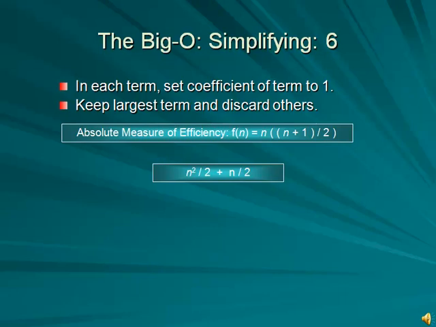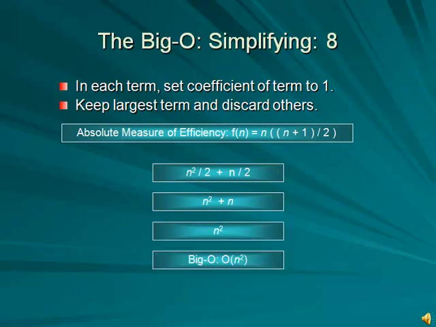We'll now take the expanded expression and apply the two steps used to simplify for big O, where we set the coefficient of each term to 1 and then keep the largest term, discarding the others. Step 1, we set the coefficient of each of the terms to 1, and we're left with n squared plus n. Step 2, we discard the least significant term, in this case n, and we're left with n squared. So n squared becomes our big O measure of efficiency.